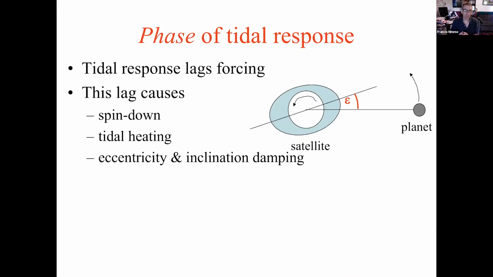Something I want to talk about briefly is that in general, the tidal response of a satellite is not instant. There's generally a lag between the forcing and the response, and so the tidal bulge doesn't point directly towards the planet. There's a phase lag, and this phase lag is very important. It can cause torques, it can cause tidal heating, and it can cause the orbits to evolve.